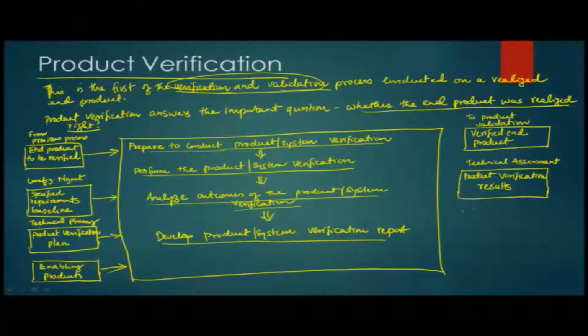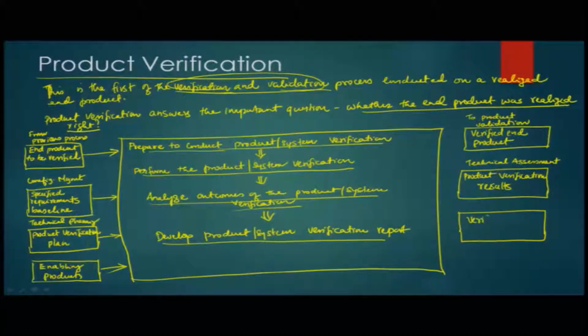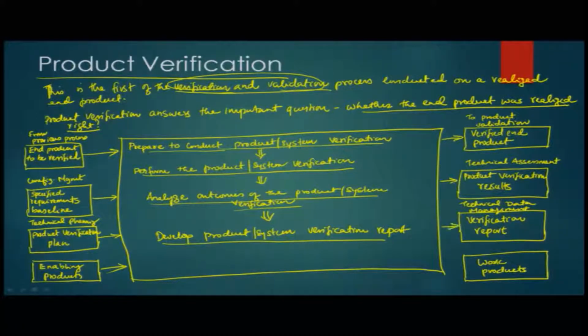Then we get the verification report, and this report goes to technical data management, because it needs to be taken out later, retrieved and worked on. Then we have work products as the last one, whatever special setups and other things are necessary to realize the verification. These will be the four outputs of the system.